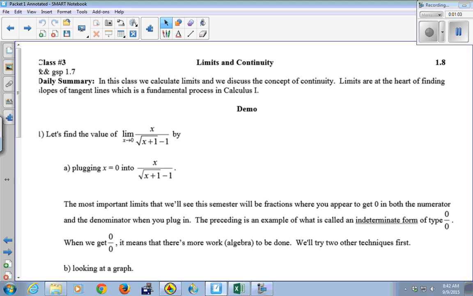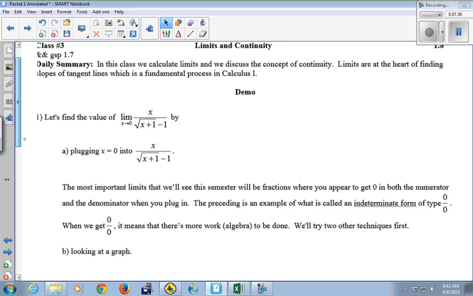Okay, so today we're going to talk about limits. We're going to discuss the concept of continuity. So limits are at the heart of finding the slopes of tangent lines, which is what we started to talk about last class, and is a fundamental process of Calc 1. So I want to find the value of the limit as x approaches 0, right, of this ugly looking fraction, x over the square root of x plus 1 minus 1.